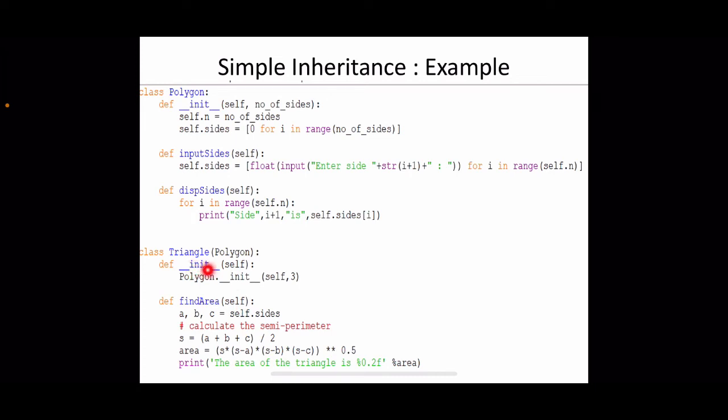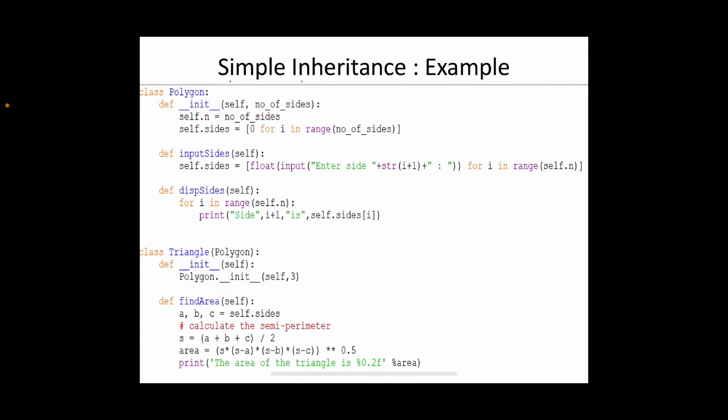Actually here we are not defining it, simply invoking the parent's init function with argument value 3. Nothing else is done here. Only one method is actually defined within triangle. All the other things like constructor initialization, input sides, display sides, all will be inherited from the parent class. So this is one example of simple inheritance. Triangle inherits properties of polygon.